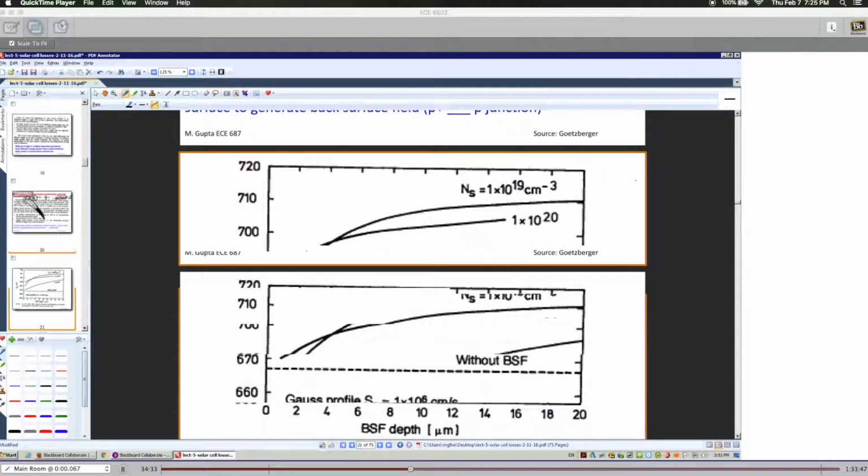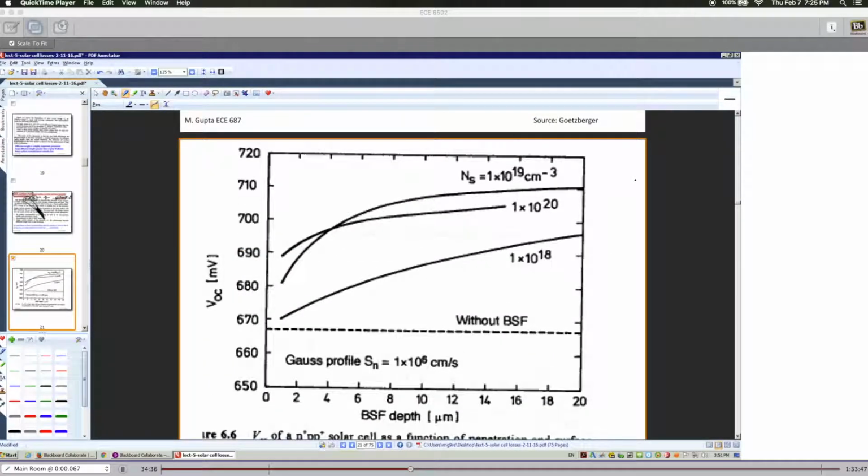So this is from the simulation. This is the open circuit voltage. This is the back surface field depth, how deep that P plus layer is, okay. So that's the back surface field depth, for different surface concentration.